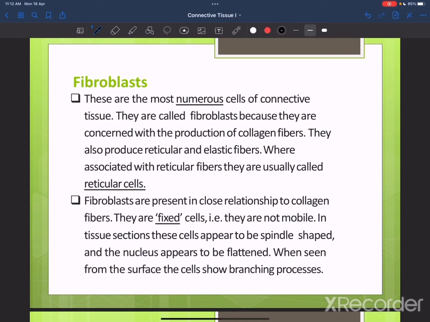Reticular fibers are found in certain organs, but in general the largest population is in the lymphoid organs. These are actually fibroblasts, but they are named here by another name, which is the reticular cells. Fibroblasts are present in close relationship to collagen fibers. They are fixed cells, not mobile. In tissue section, these cells appear to be spindle-shaped and the nucleus appears to be flattened. From the lateral view, you see it is a spindle-shaped cell with a large oval nucleus.